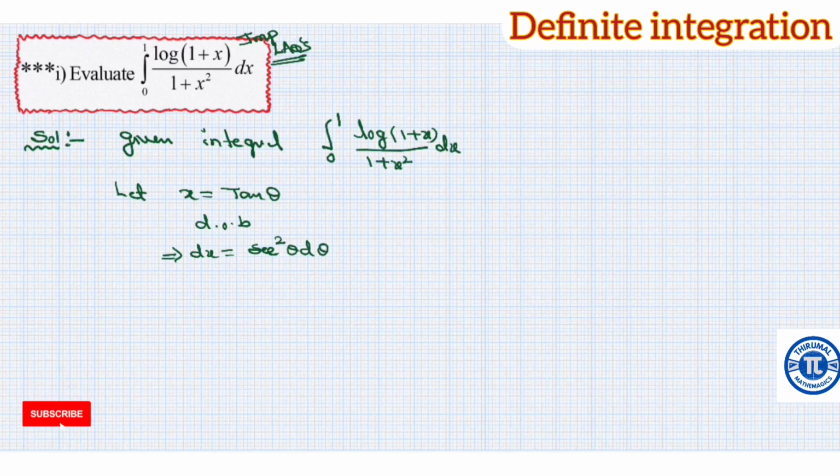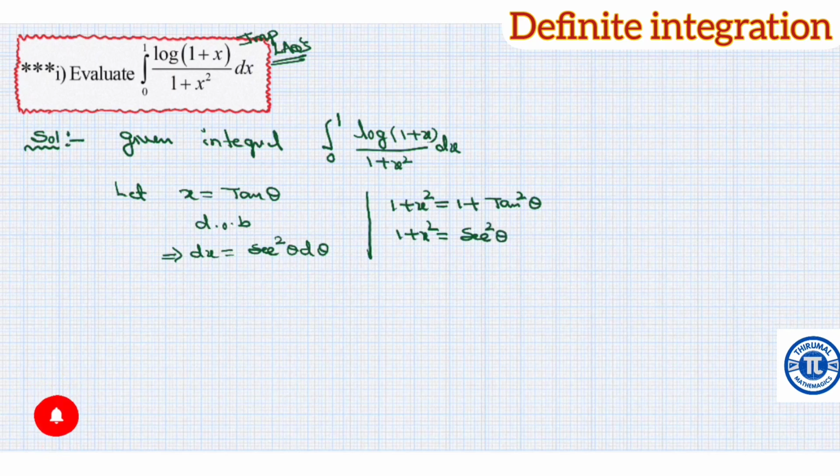Next, consider 1 plus x square, which is equal to 1 plus tan square theta, so 1 plus x square is secant square theta, the denominator of the given integral. Okay, now transform the limits.